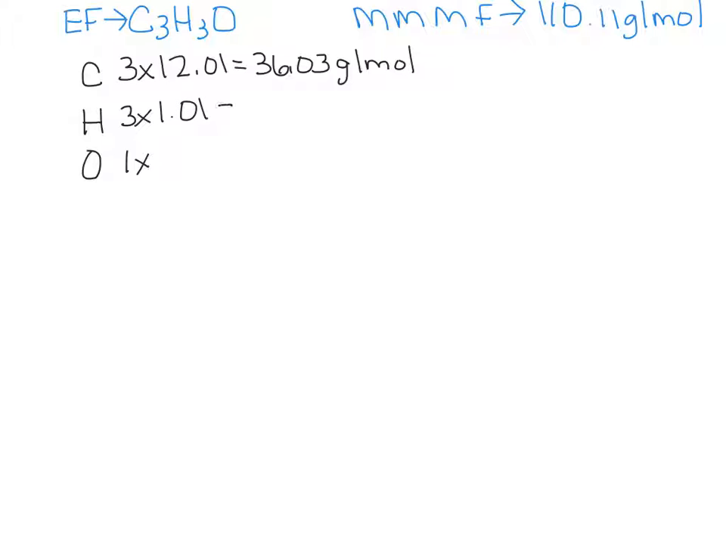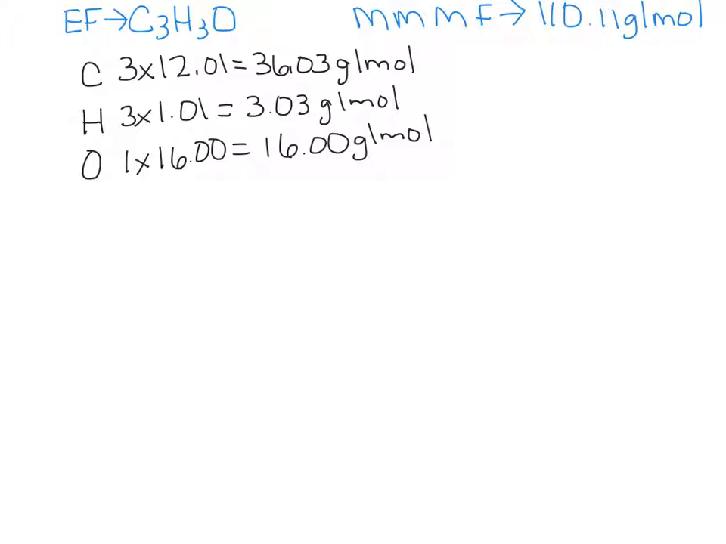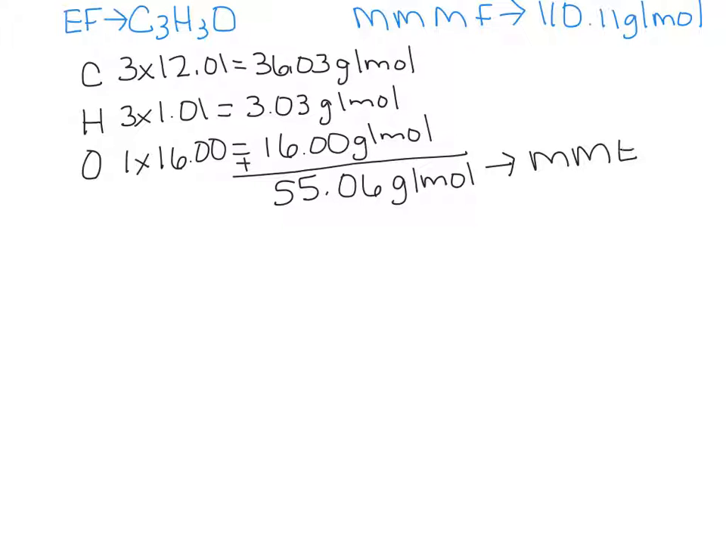Hydrogen's atomic mass will give us 3.03 grams per mole. And then there's 1 oxygen, and its atomic mass is 16.00. Now, in order to get the molar mass of this, we have to add all of this together. When we add all this together, we get 55.06 grams per mole. Now, this is the molar mass of the empirical formula, which was step 2.